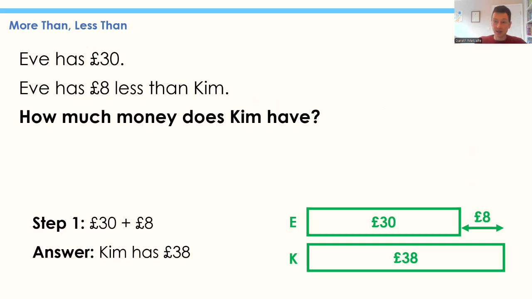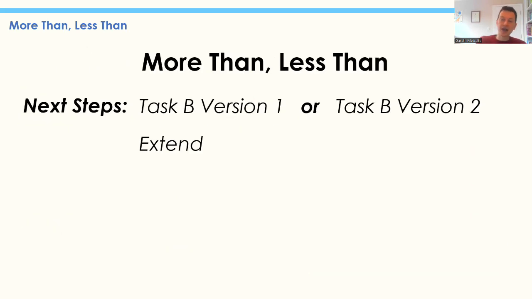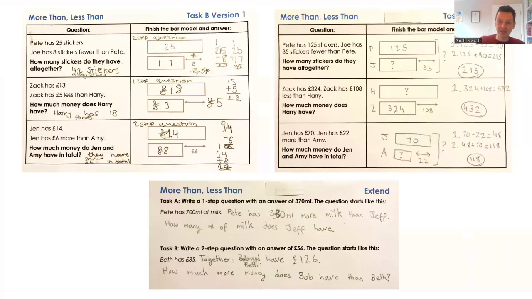So having analysed lots of different questions of this format, that leads us into the children's independent practice, where the children are given either Task B version 1 or Task B version 2, and then there's also an Extend task. The difference being, Task B version 1, there's less challenge in the calculation, and there's a little bit more scaffold. Finish the bar model and answer. Again, it might be unrealistic to ask the children to draw the bar model to represent the question, but they can often fill that in.